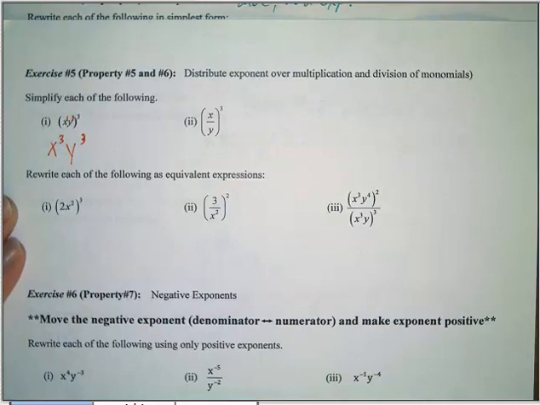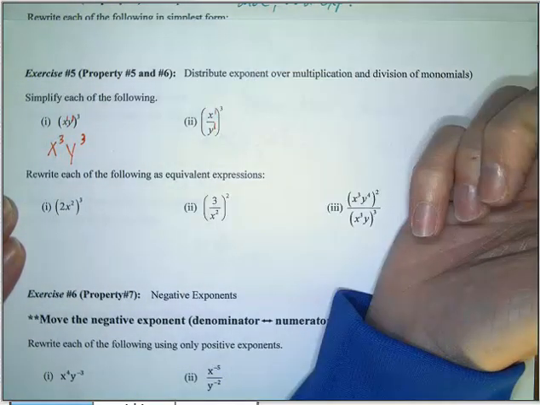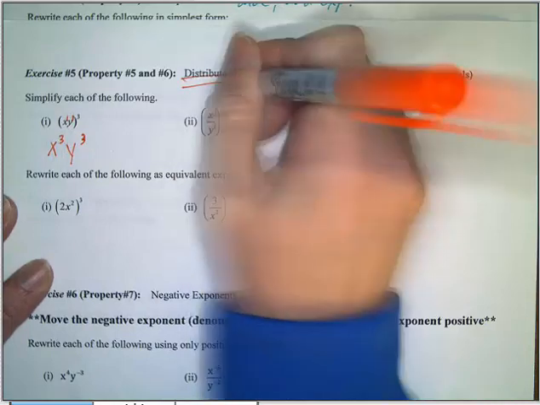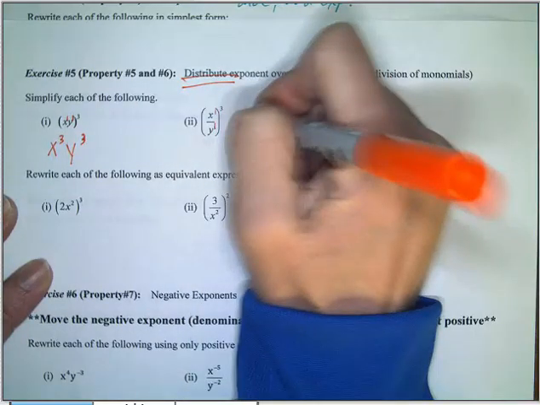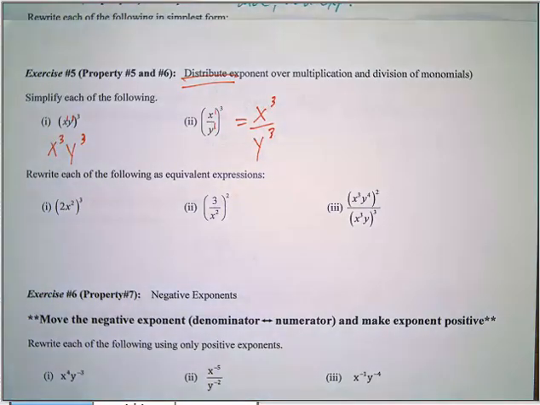And the same thing is true for division. I have to give that exponent away to everything. I have to distribute that exponent. So I have x to the 3rd over y to the 3rd. So it's a combination of properties, okay? And they can't be simplified, so I'm done.